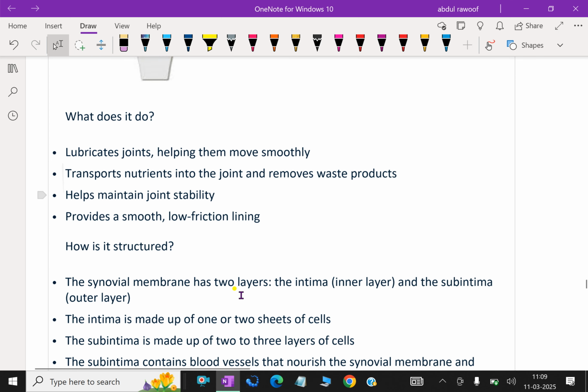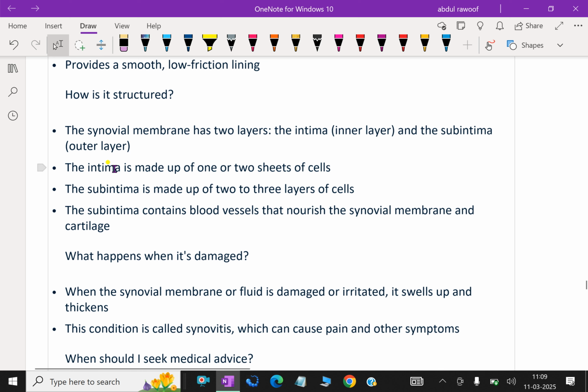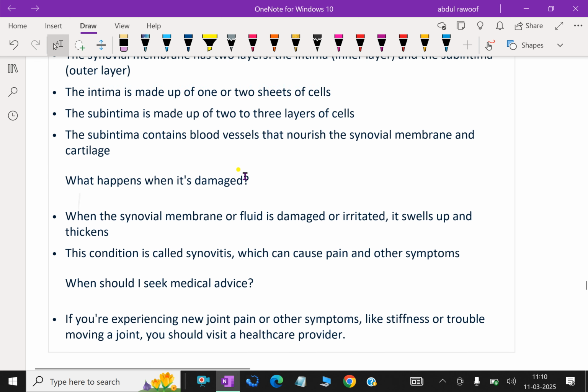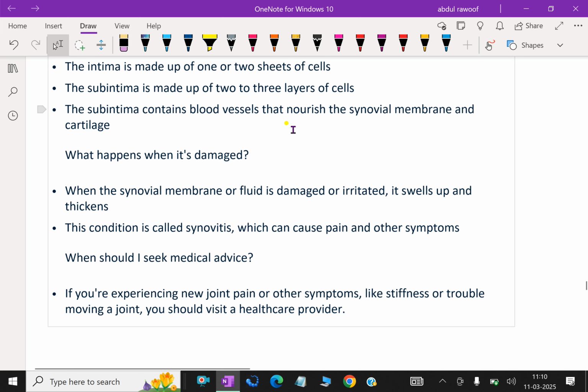How is it structured? The synovial membrane has two layers: the intima, the inner layer, and the subintima, the outer layer. The intima is made up of one or two sheets of cells. The subintima is made up of 2 to 3 layers of cells. The subintima contains blood vessels that nourish the synovial membranes and cartilage.